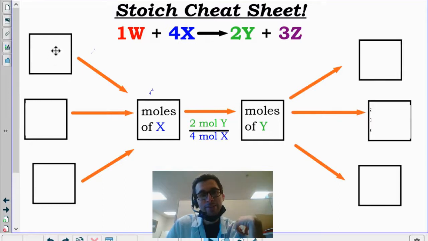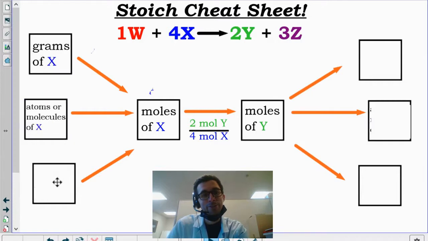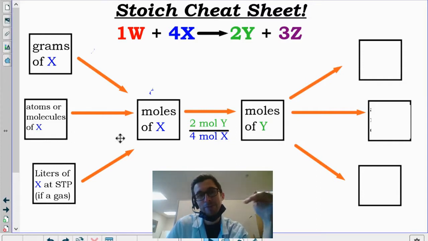So on the left side, let's say that instead of me giving you moles of a substance, let's say I gave you something else like grams. So on the left side of your cheat sheet, make sure that we jot these down. All right. So in the top one, you can do grams of X. The middle one, atoms or molecules of X. And the bottom one, liters of X at STP if it's a gas. And again, pause the video to put these in there. Take your time.